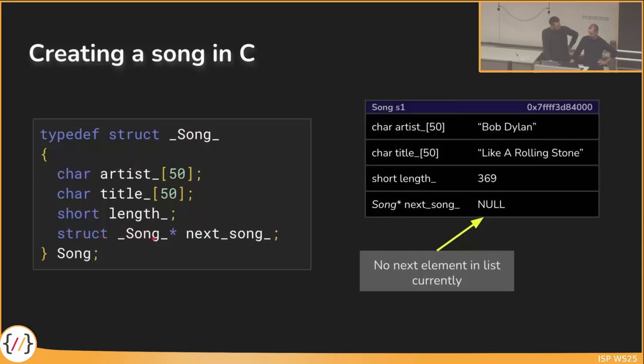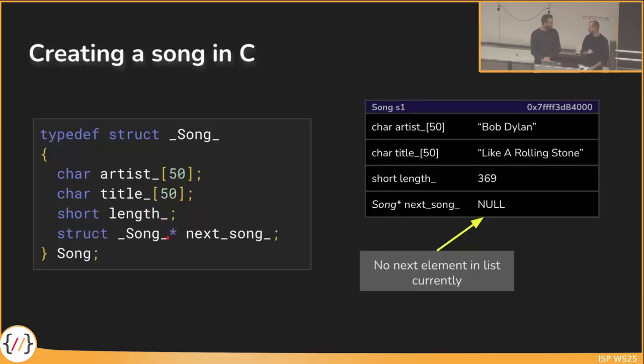And why do we use the pointer and not just a struct song here? Okay, that's a very interesting question. We need a pointer here, otherwise it will never work. Any ideas why? Yeah, so how big is a song? A song has an artist of 50 bytes, a title of 50 bytes, and a length that is a short, so 2. So we have 102 bytes, and in this case we have a pointer. A pointer is 8 bytes.